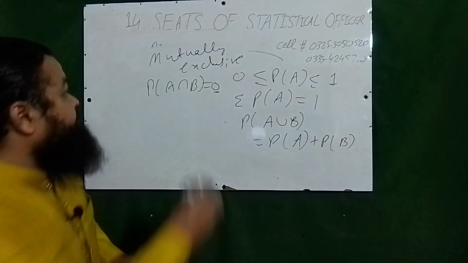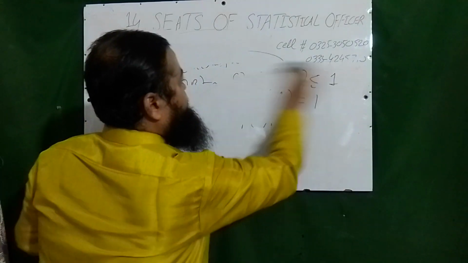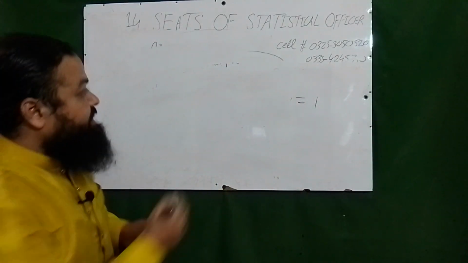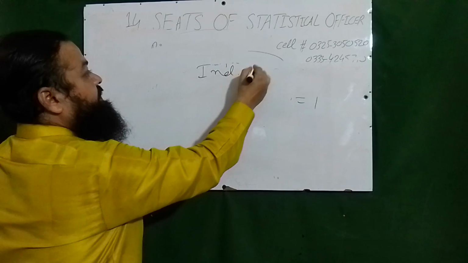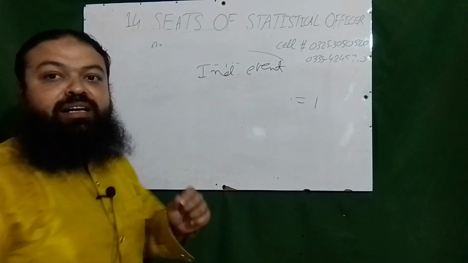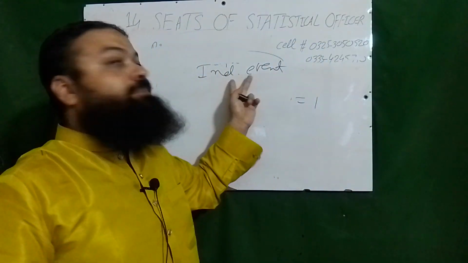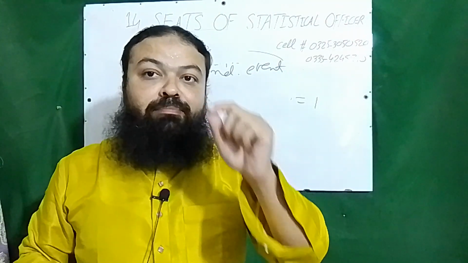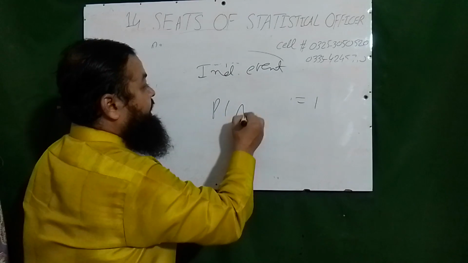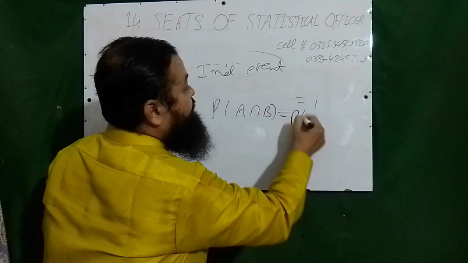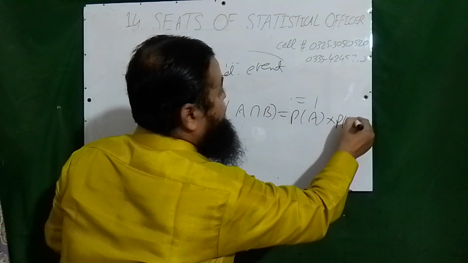And then independent events. If the occurrence of event A does not affect the occurrence of event B, then both will be independent events. And when A and B are independent events, probability of A intersection B will always be equal to probability of A multiplied by probability of B.